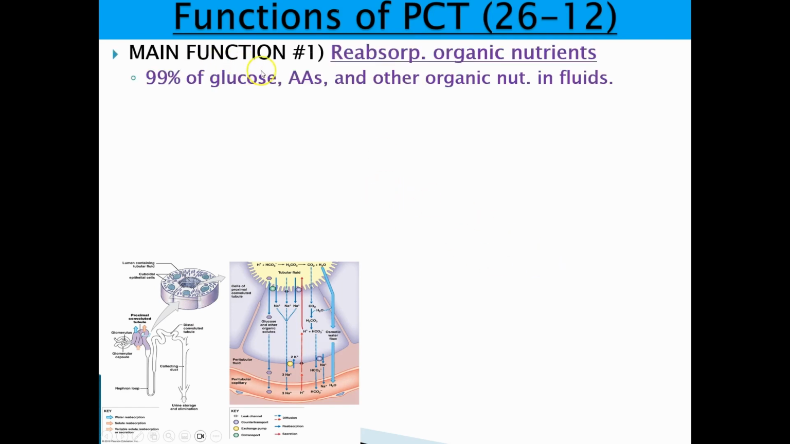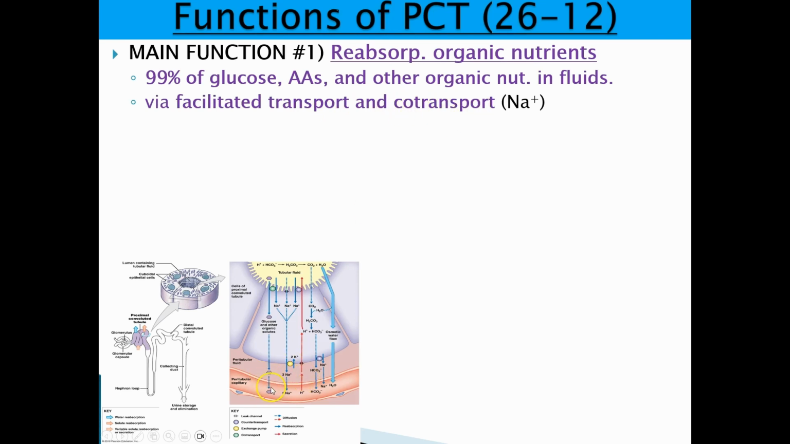So again, main function: reabsorption of organic nutrients. That is the main function. Again, site of most reabsorption, and the things that get reabsorbed here are 99% of our good ingredients. That is the main point. That's your main takeaway. That's what you need to understand. Now, also note that this reabsorption of our main nutrients occurs via facilitated transport and co-transport.